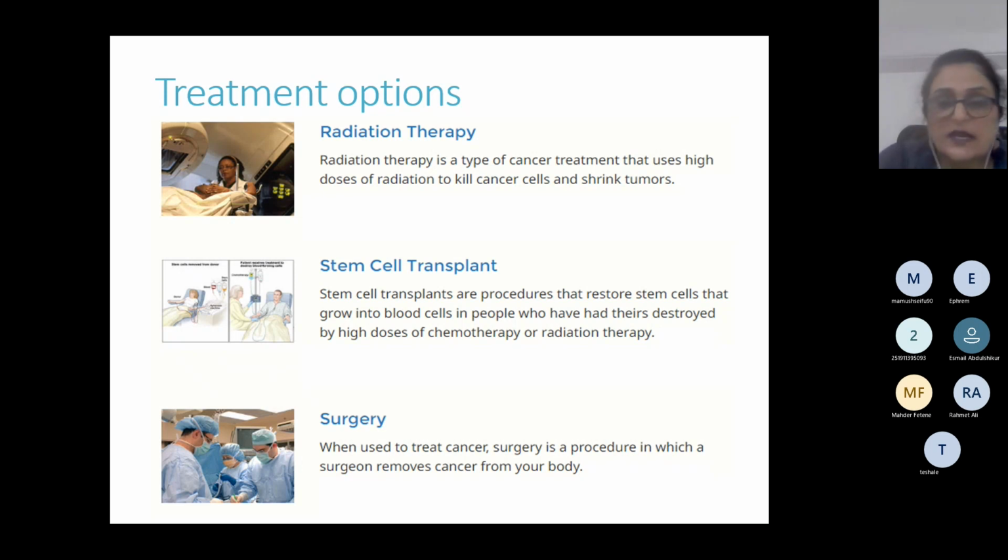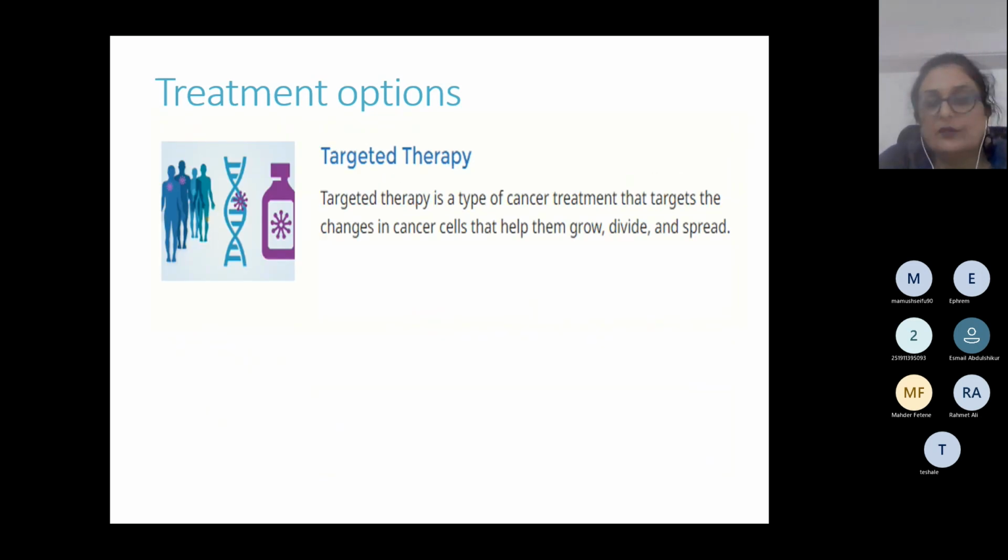Okay. Then of course surgery I have already told you. Then you have targeted therapy. See, basically, targeted therapy is a type of cancer treatment that targets the changes in cancer cells that help them to grow, divide, and spread. See, in the body, there are various changes that take place, like the tyrosine kinase enzymes are present. So if these tyrosine kinase enzymes are present in large quantities, then what will happen is certain types of cancers like lung cancer will multiply very fast.